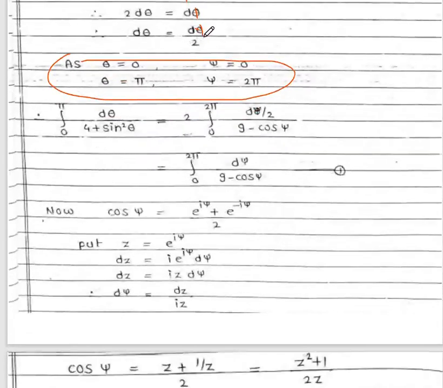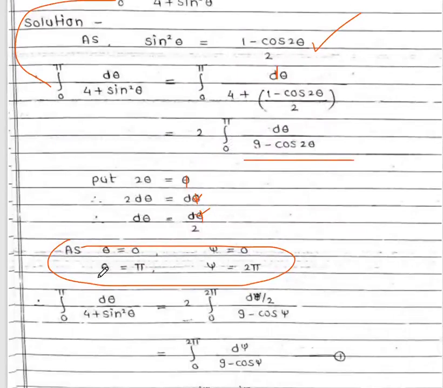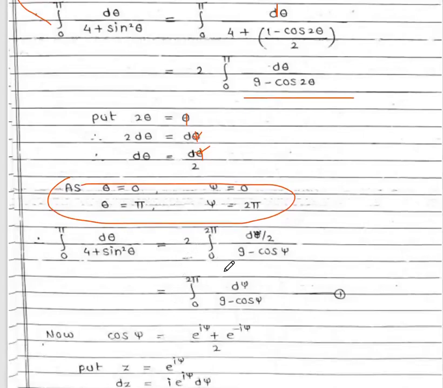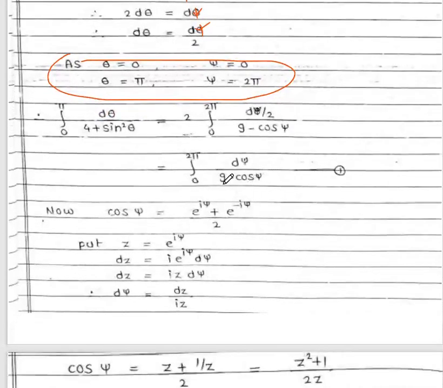So this is psi. This is psi. Putting these values in the above integral, we will get integral 0 to pi d theta upon 4 plus sine square theta equal to 2 times integral 0 to 2 pi d psi by 2 upon minus 9 minus sine psi. So this can be written as, the 2 will get cancelled, integral 0 to 2 pi d psi upon 9 minus cos psi.